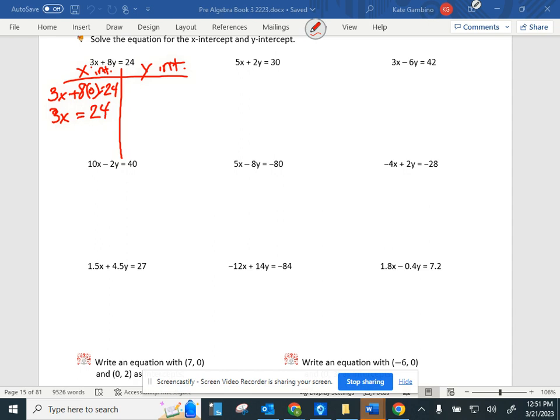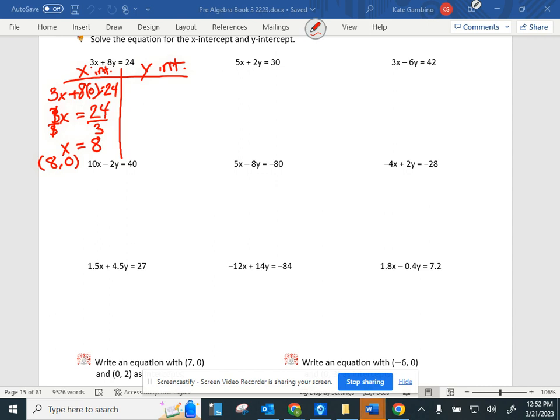Opposite operations. What does x equal, Evelyn? 8. Because we're going to divide by 3. Divide by 3. We get 24 divided by 3. X equals 8. So that means we're not done yet because we need to solve it for our x-intercept. How would I write that as an ordered pair? Aiden? 8, 0. I would write it as 8, 0. That is my x-intercept. Because I know if y is 0, my x is going to be 8.